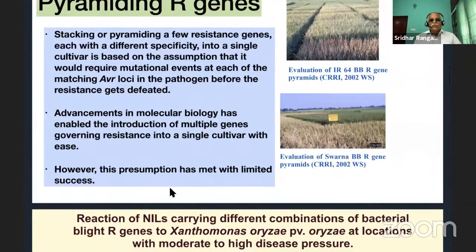However, it is based on two presumptions. One, to overcome the individual genes, the pathogen has to mutate for all the genes, 2 or 3 genes which are present. For each gene, the virulence gene has to mutate, and then it takes a longer time for the mutations to occur, and then they knock down the resistant genes together.